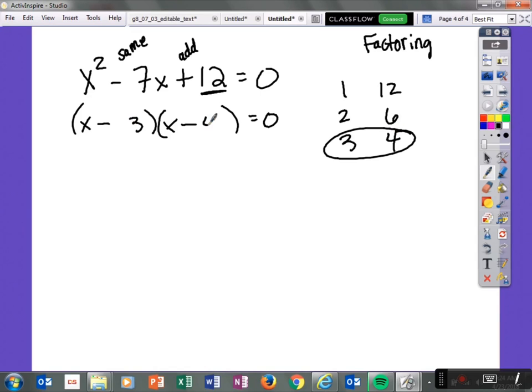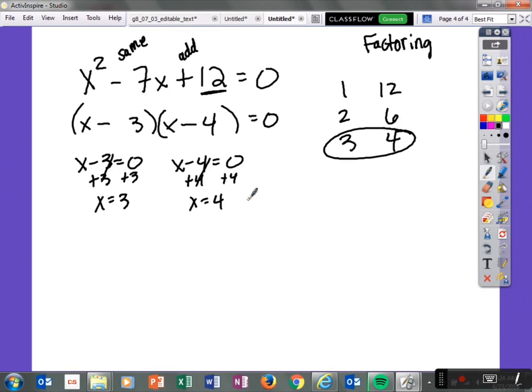Am I done? No, now we have to set both parentheses equal to 0. What do we gotta do here? Add 3. So x equals 3 and x equals 4. Those are your answers.